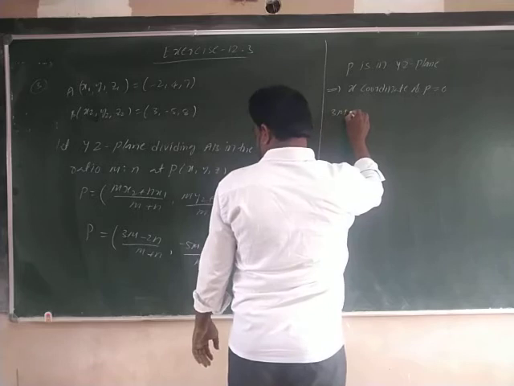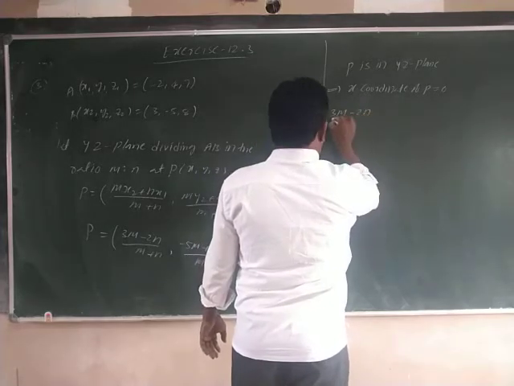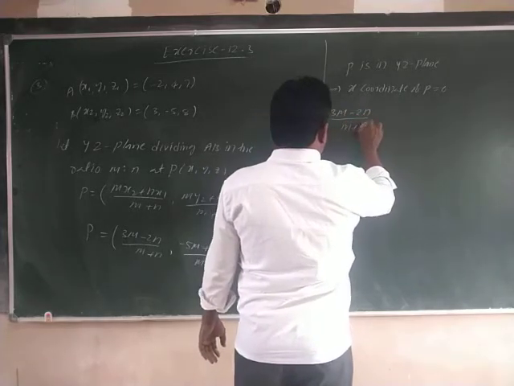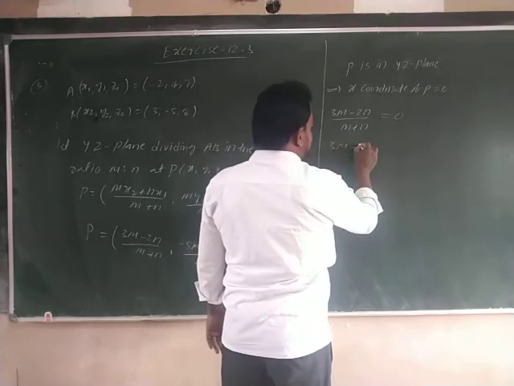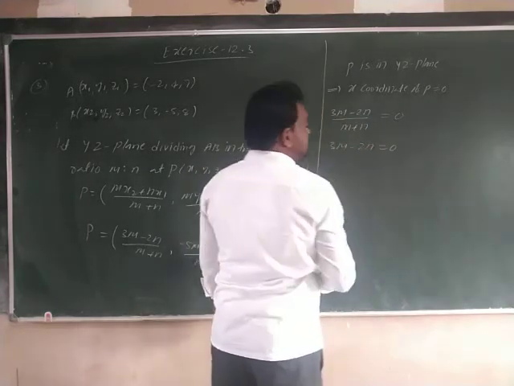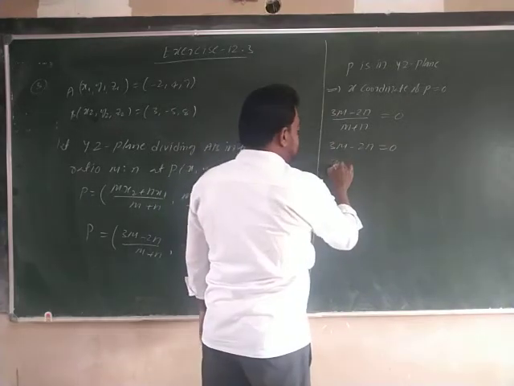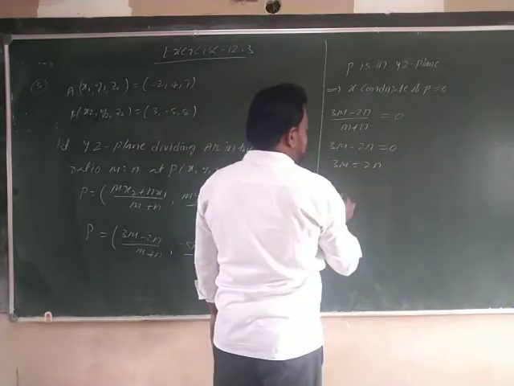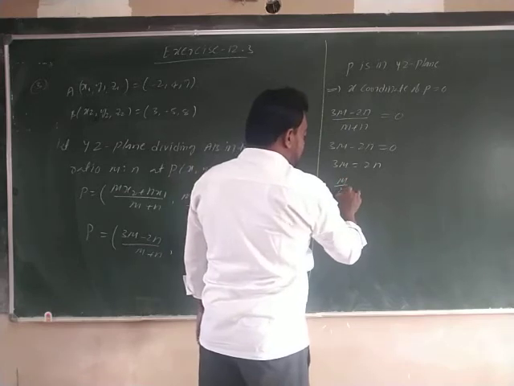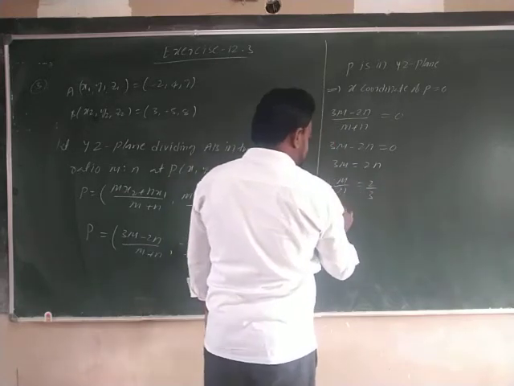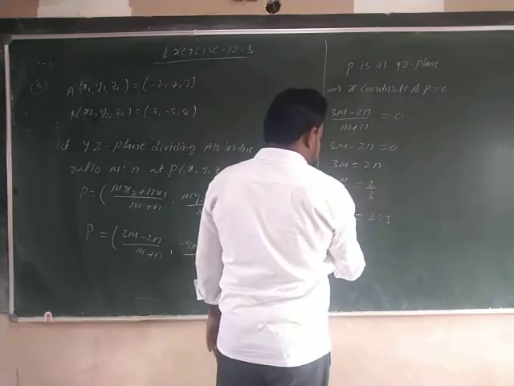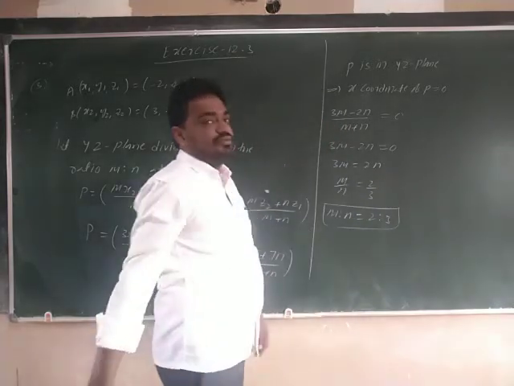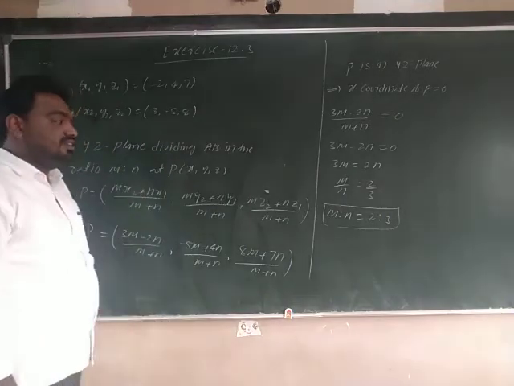What is the x coordinate? (3m - 2n)/(m + n) is equal to 0. So 3m - 2n = 0 into (m + n) = 0. 3m is equal to 2n. m by n is equal to 2 by 3. So m is to n is equal to 2 is to 3, that is the answer. The YZ plane divides in the ratio 2 is to 3.